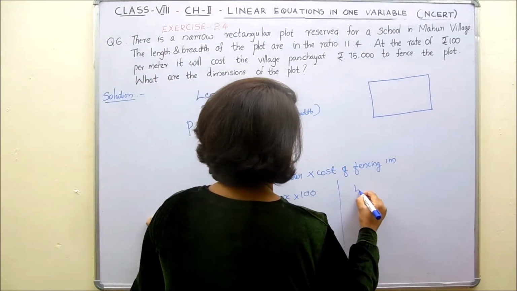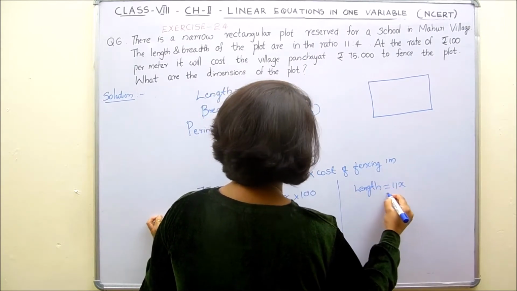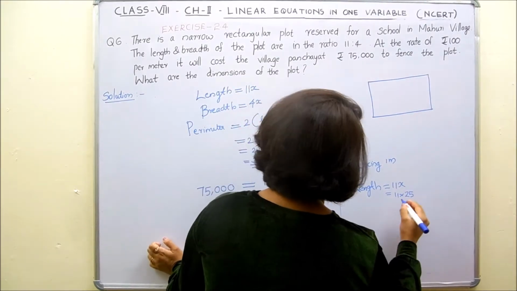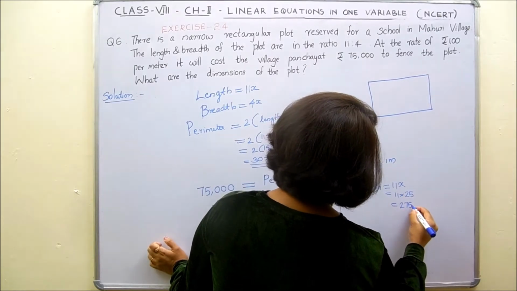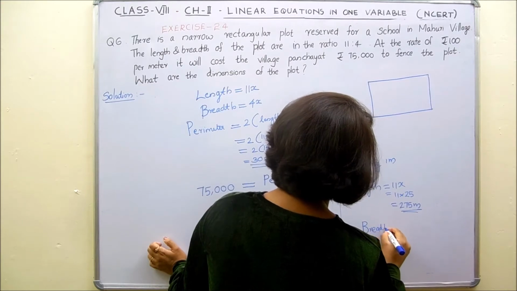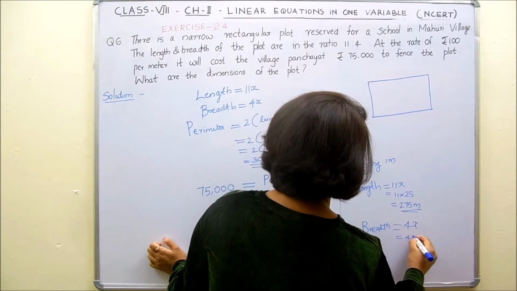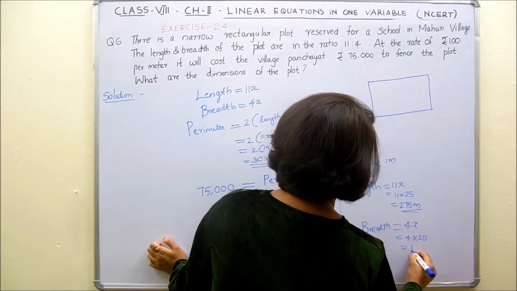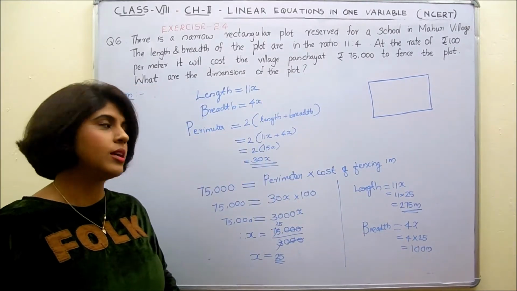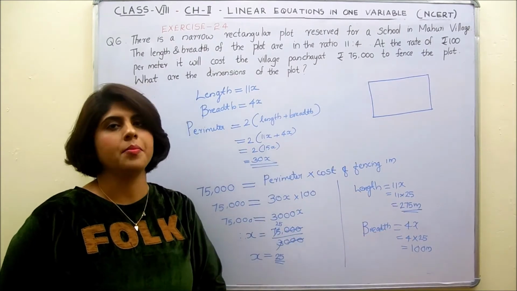Therefore, length equal to 11x, that is 11 into 25. What is 11 into 25? It is 275. 275 meter. And what is breadth? Breadth equal to 4x. That is 4 into 25, which is equal to 100 meter. So the dimensions of this rectangular plot are length equal to 275 meter and breadth equal to 100 meter.